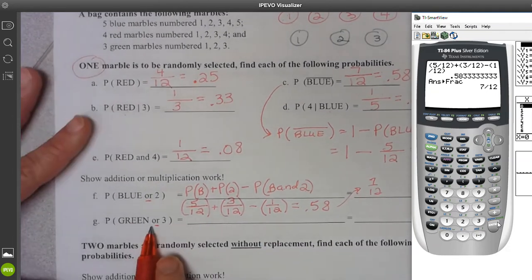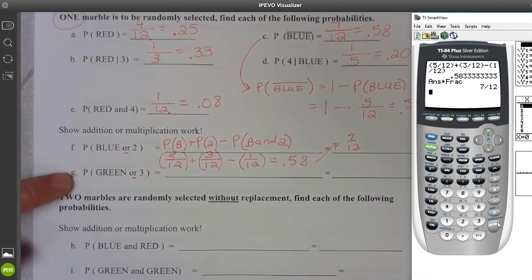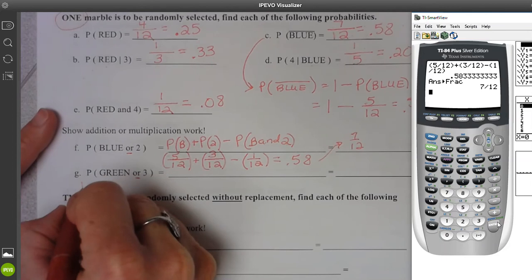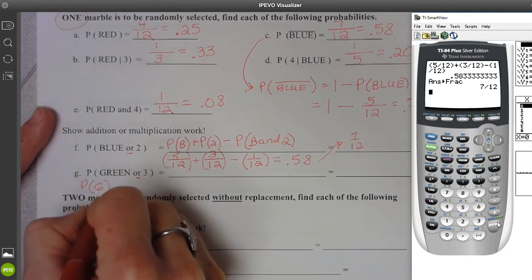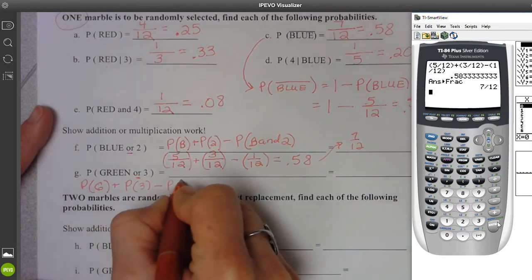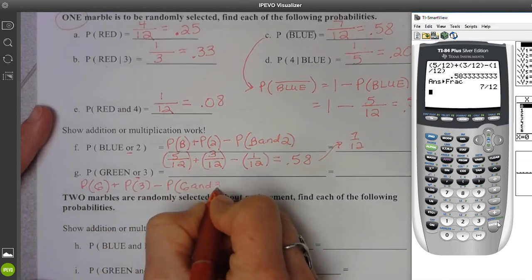For this next one, we're trying to find the probability. We're still just reaching in and getting out one marble. But what is the probability that this marble is green or 3? So that's the probability of getting a green plus the probability of getting a 3 minus the probability that we get a marble that is green and has a 3 on it.